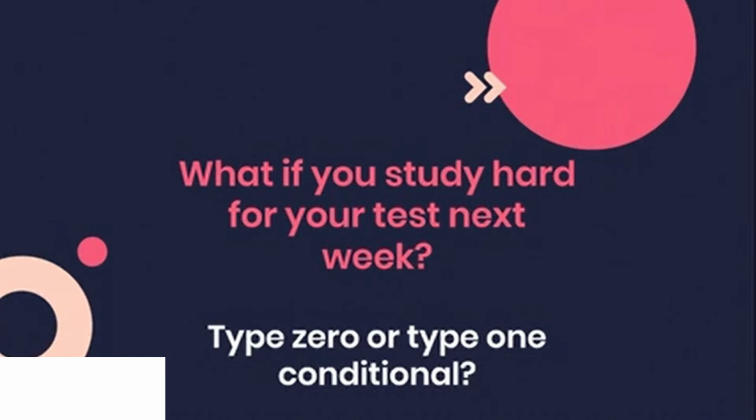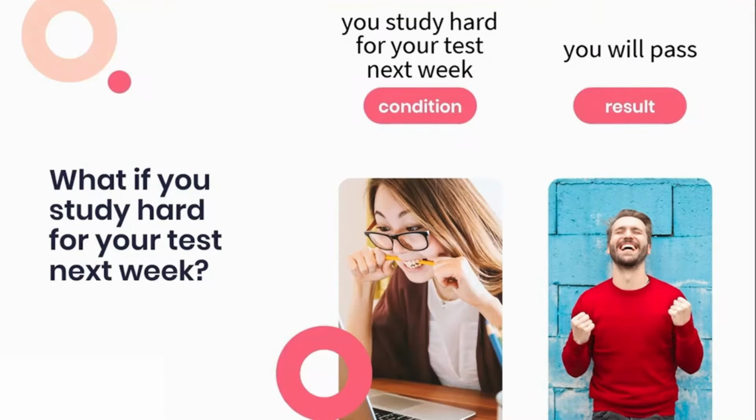Well, although it's highly likely that if you study hard for your test, you'll probably pass, it's not a known fact. Anything could happen. So, in that case, it can't be 0 conditional because the result isn't a known fact. The result is only likely, not certain. So, this would be a type 1 conditional sentence.